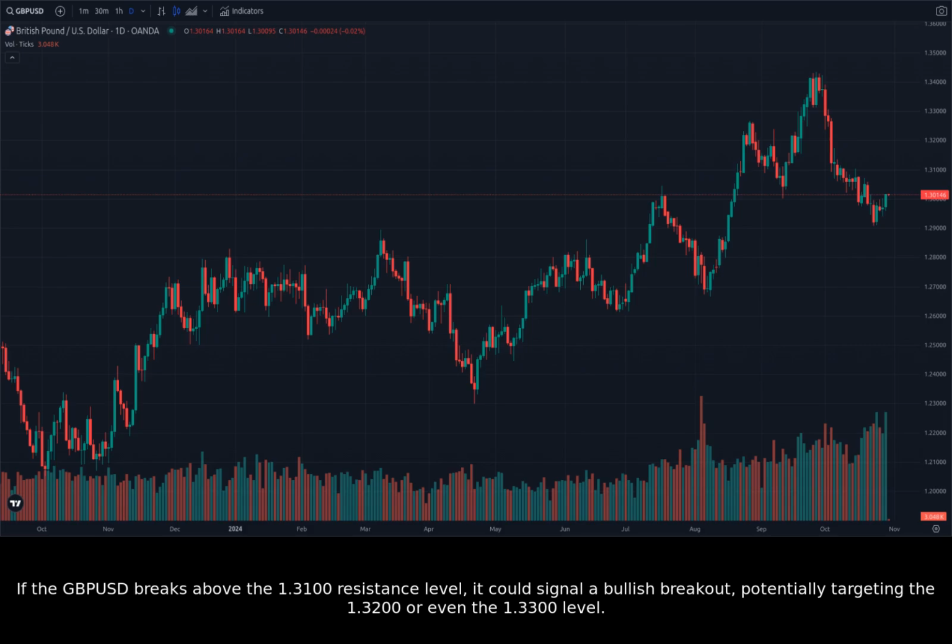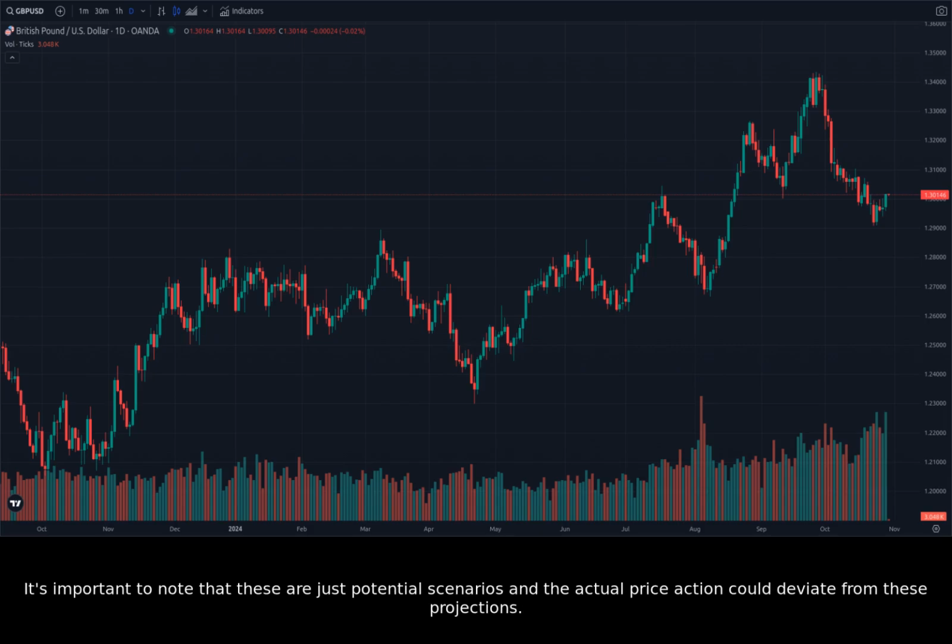If the GBPUSD breaks above the 1.3100 resistance level, it could signal a bullish breakout, potentially targeting the 1.3200 or even the 1.3300 level. On the other hand, a break below the 1.2900 support level could indicate a bearish trend, potentially targeting the 1.2800 or even the 1.2700 level. It's important to note that these are just potential scenarios and the actual price action could deviate from these projections.